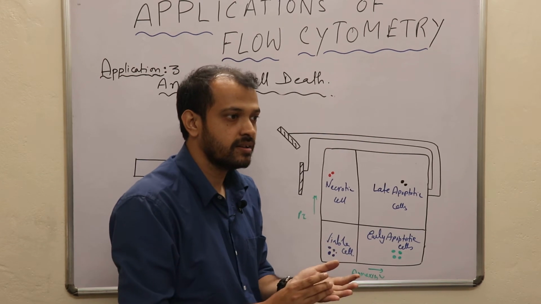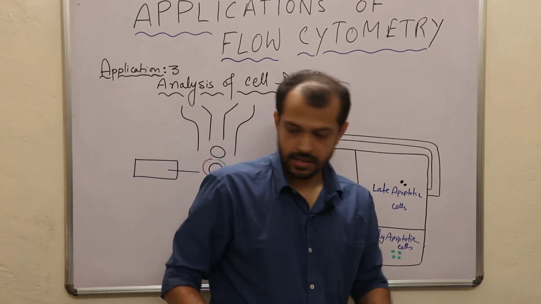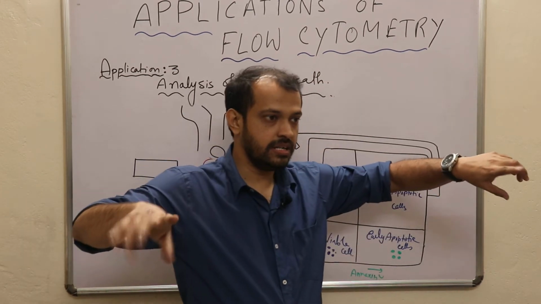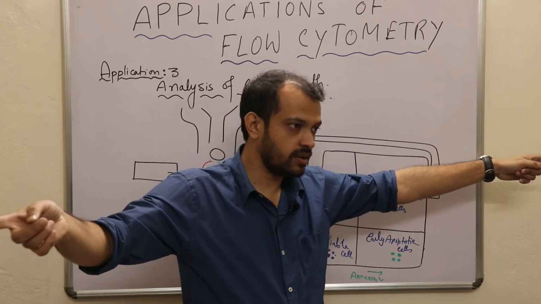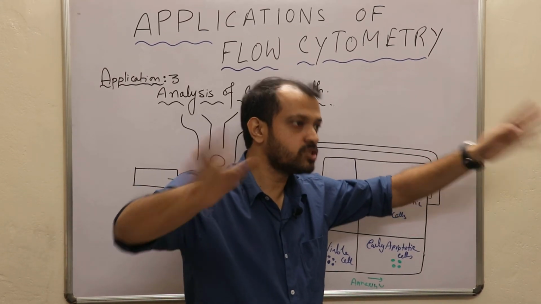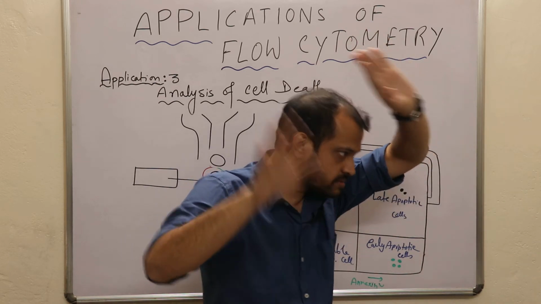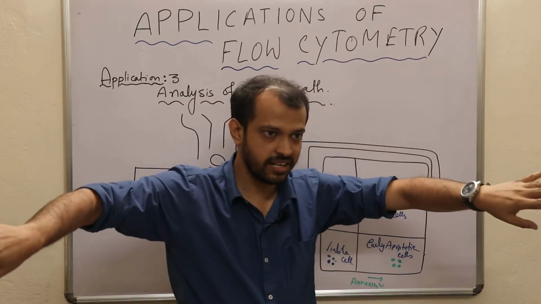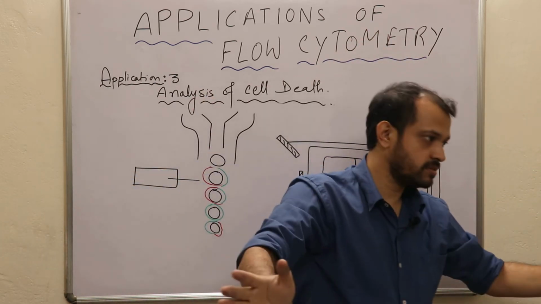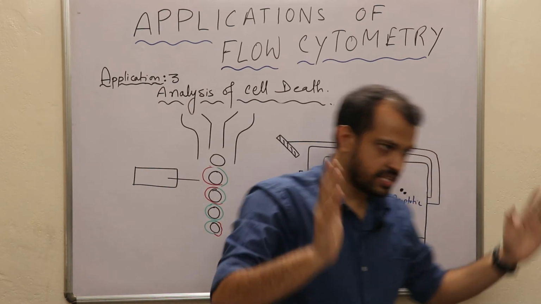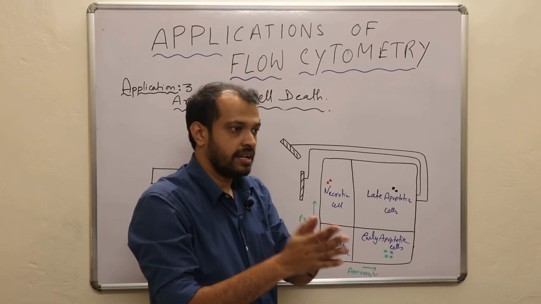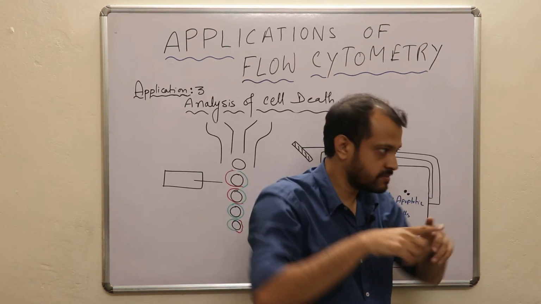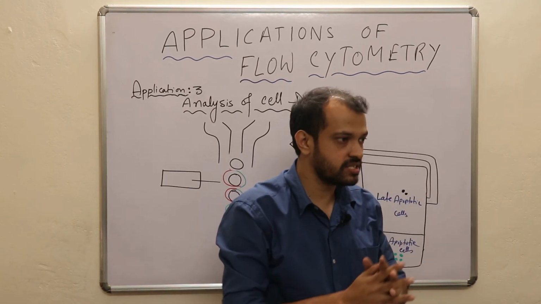Sorting means what? Suppose I tell you that in this room, divide the students who are girls and boys. You will sort out, this is the boys section, this is the girls section, right? So you are actually sorting it out. Sorting means categorizing a particular population. Categorizing a particular population is called sorting.